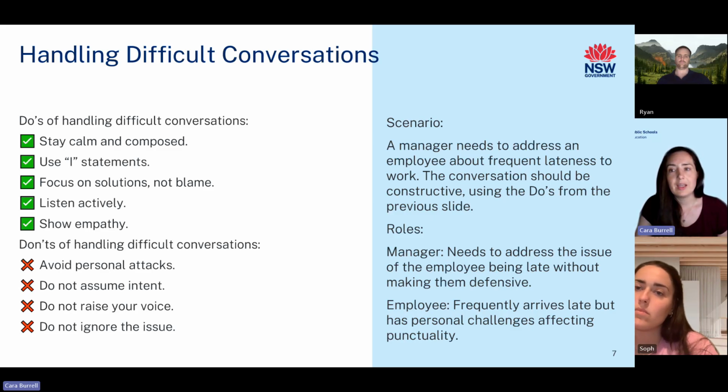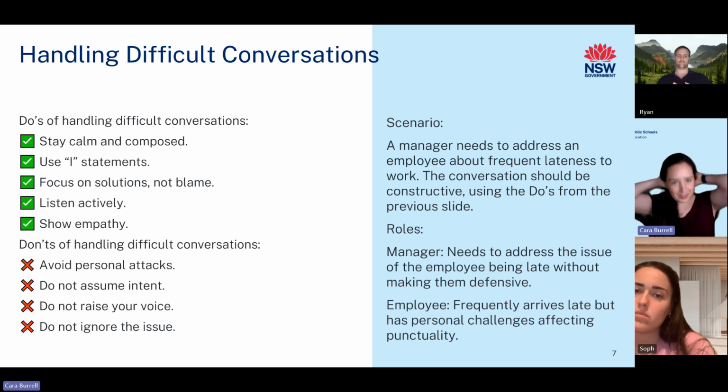Listen actively. Summarize the other person's point to confirm your understanding, and it shows that you are listening to them and they feel understood. And importantly, show empathy. Acknowledge their perspective before presenting your own. Now, let's talk about what not to do. The don'ts in handling difficult conversations.